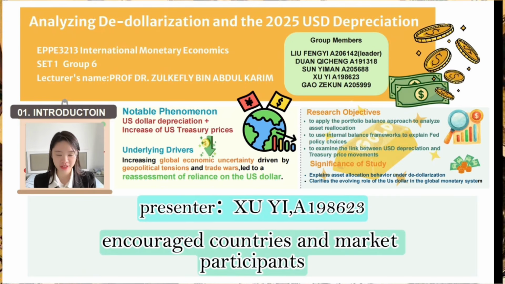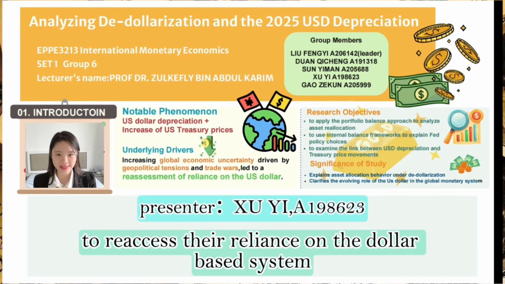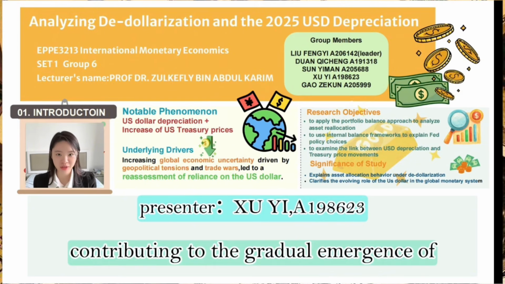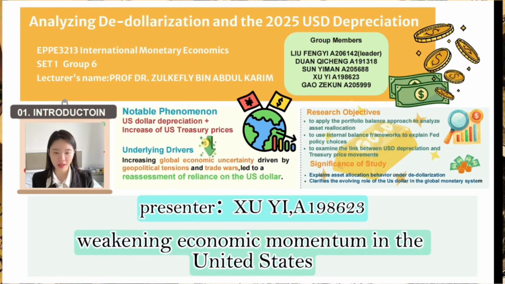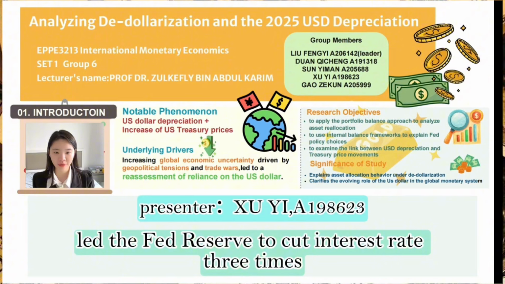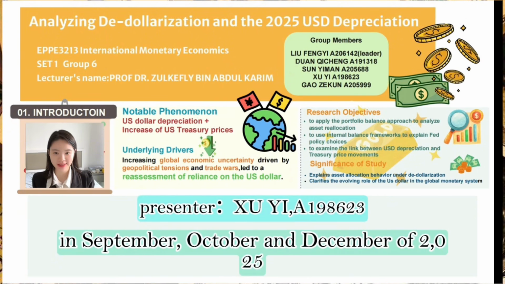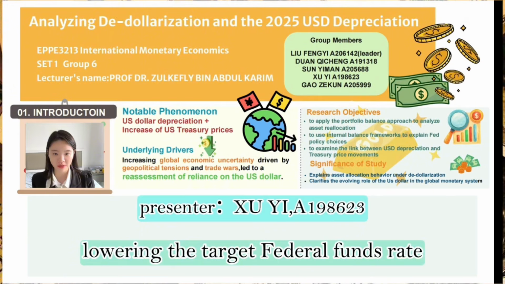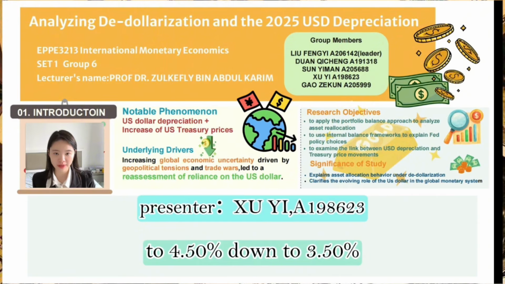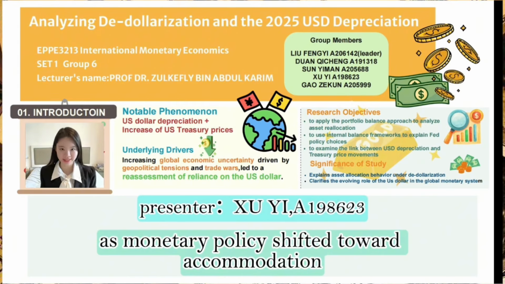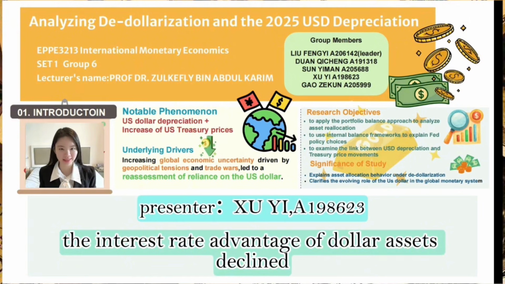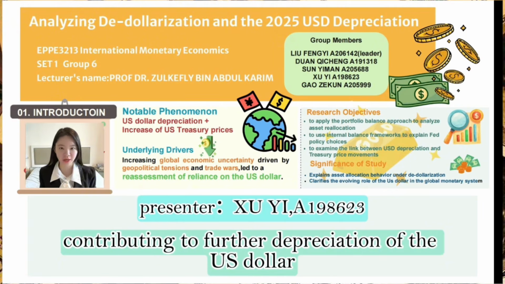Such uncertainty encouraged countries and market participants to reassess their reliance on the dollar-based system, contributing to the gradual emergence of de-dollarization. Against this backdrop, weakening economic momentum in the United States led the Federal Reserve to cut interest rates 3 times in September, October, and December of 2025, lowering the target federal funds rate from 4.25 to 4.50%, down to 3.50 to 3.75%. As monetary policy shifted toward accommodation, the interest rate advantage of dollar assets declined, contributing to further depreciation of the US dollar.